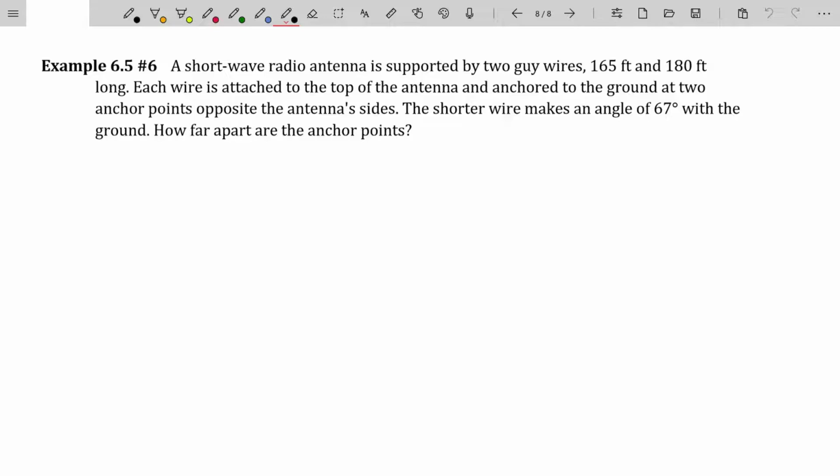So you have a shortwave radio antenna, and it's supported by 2 guy wires. They are 165 feet and 180 feet long. Each wire is attached to the top of the antenna and anchored to the ground at 2 anchor points on opposite sides of the antenna. The shorter wire makes an angle of 67. How far apart are the anchor points?